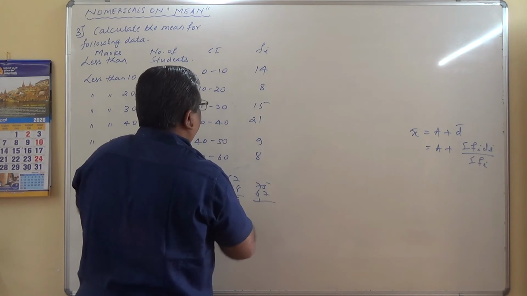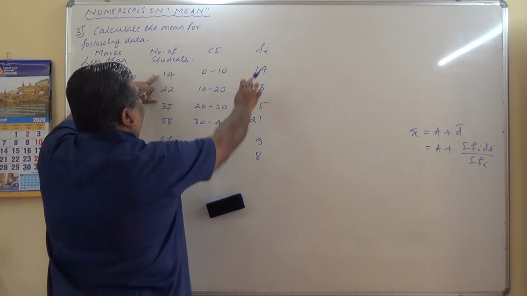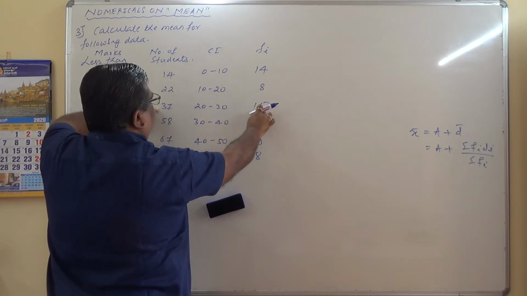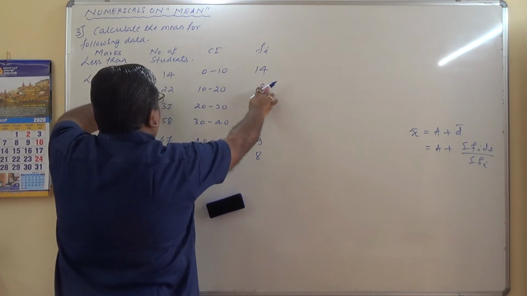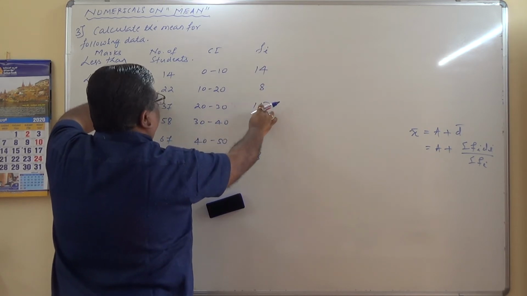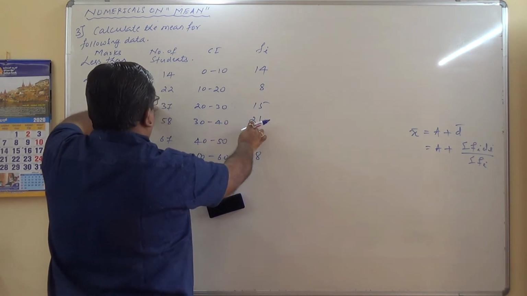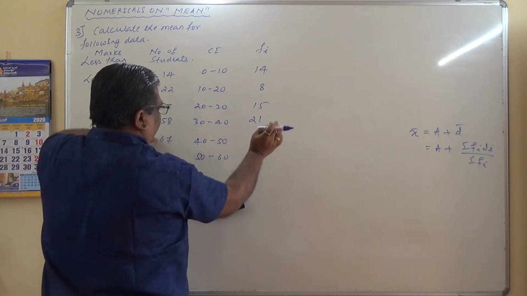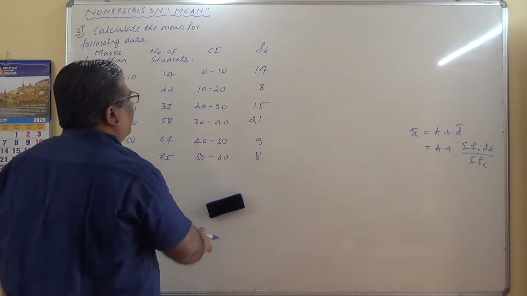I hope it is correct. Let's check once again and then we'll proceed. 14 plus 8, 22; plus 15, 37; plus 21, 58; plus 9, 67; plus 8, 75. Is it correct? It is correct.